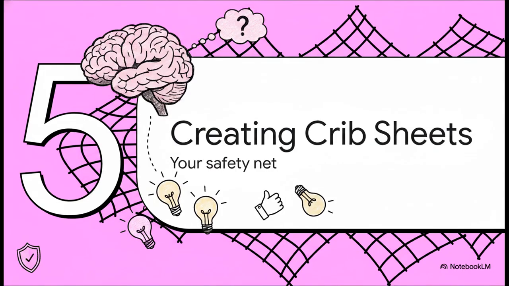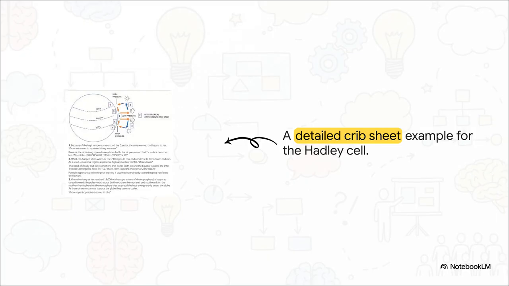Which leads us to our final part. Section 5, creating your crib sheet. Now you might be wondering, what if I'm standing up there and I literally just blank on what to draw next? Well, here's the secret.